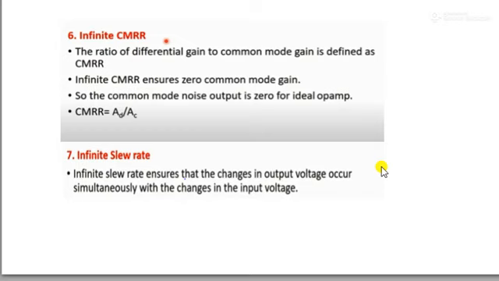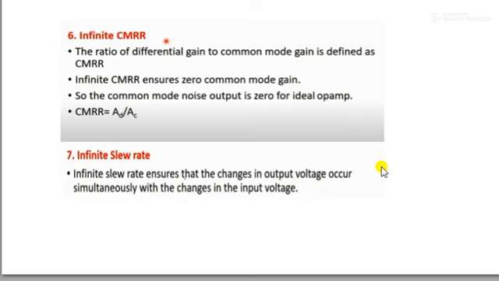Infinite CMRR. The ratio of differential gain to common mode gain is defined as CMRR, that is AD by AC. So infinite CMRR ensures zero common mode gain. So the common mode noise output is 0 for an ideal operational amplifier.